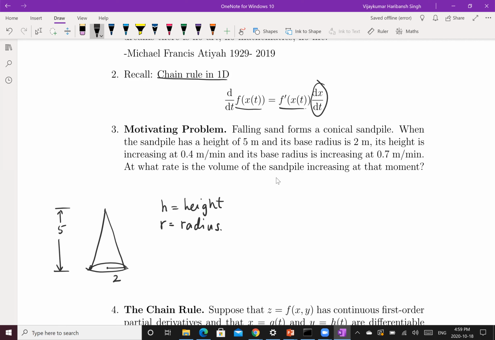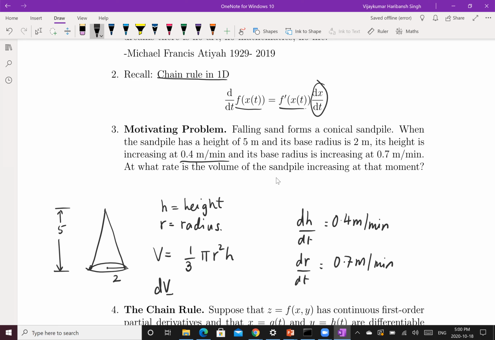and you're given that your volume V equals, well, the formula for a cone, 1/3 pi r squared h. And you are interested in this time, when the height is 5 and radius is 2, h is increasing at the rate of dh by dt is 0.4 meter per minute, dr by dt is 0.7 meter per minute. What is dV by dt? If you look at this problem carefully enough, you have volume, which is a function of two variables, r and h. And r and h in themselves are functions of one variable, which is t. So how do we find dV by dt in this case? That is what we're going to do now.